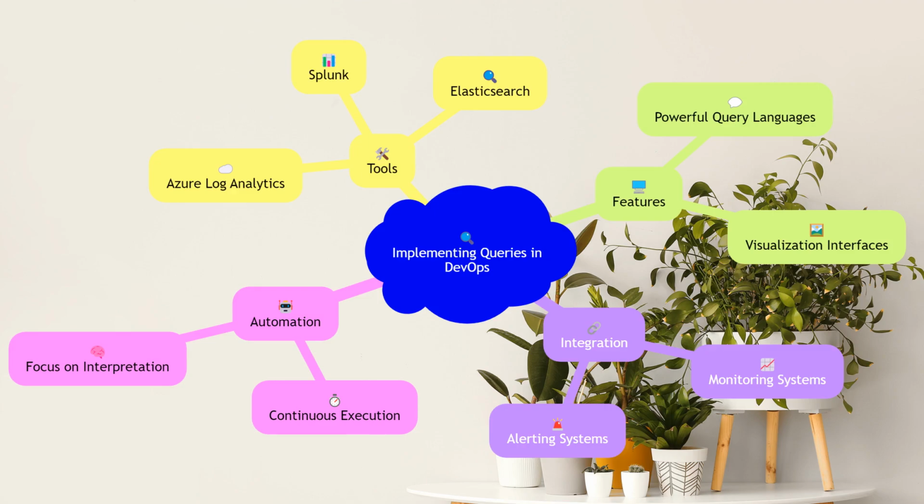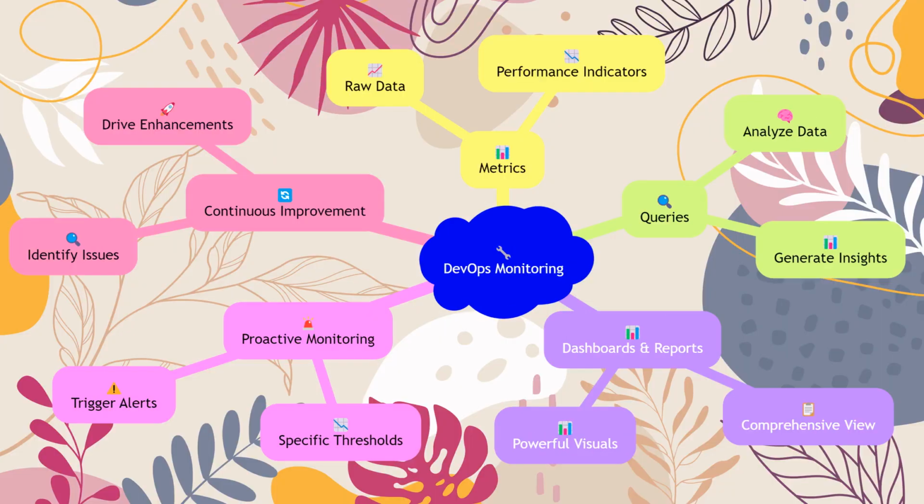Integrating metrics and queries is essential for a holistic approach to DevOps monitoring and analysis. Metrics provide the raw data that queries analyze to generate insights. By combining these two elements, teams can create powerful dashboards and reports that provide a comprehensive view of their operations. This integration also enables proactive monitoring, where queries can trigger alerts based on specific metric thresholds. By leveraging the synergy between metrics and queries, teams can enhance their ability to identify and address issues, driving continuous improvement.